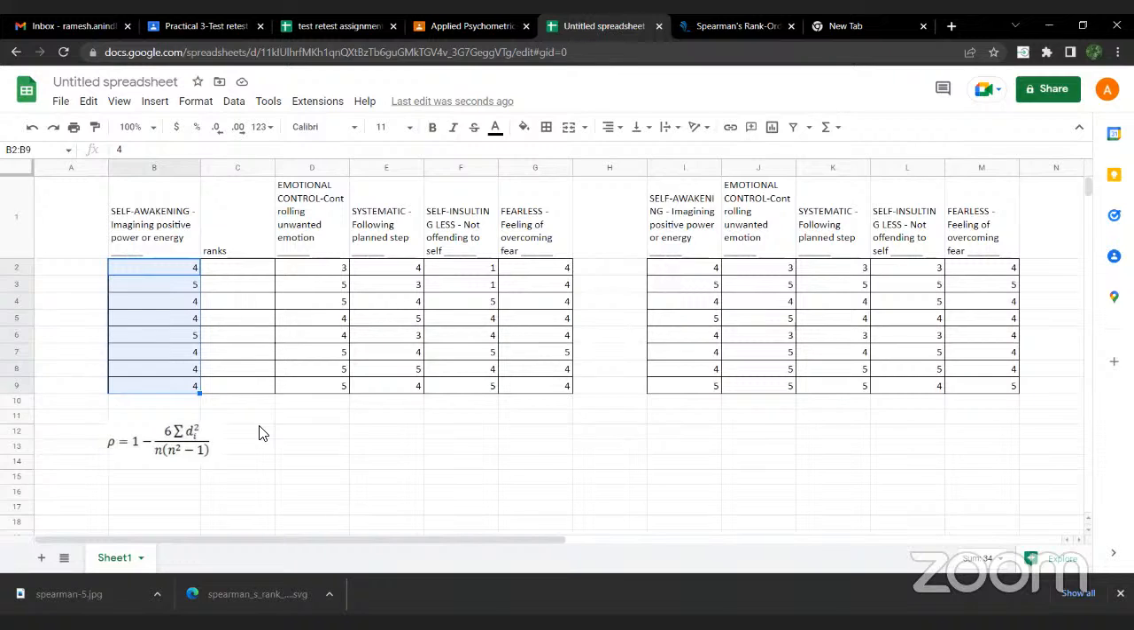Is it something to do with the rows and columns? No. It is just a simple formula that we use to determine the ranks. Okay, I have no idea. Okay, all right, that's okay.